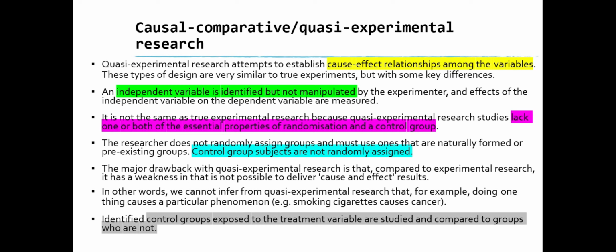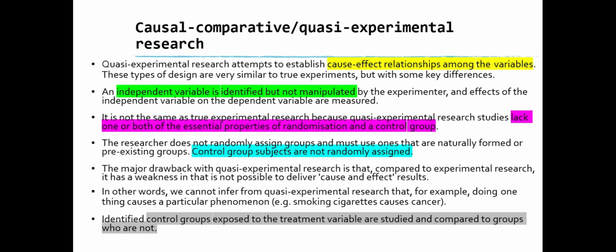Now, it is not the same as true experimental research because these studies lack one or both of the essential properties of randomization and the use of a control group. So usually there is no control group in quasi-experimental research. The researcher does not randomly assign groups and must use ones that are naturally formed or pre-existing groups.